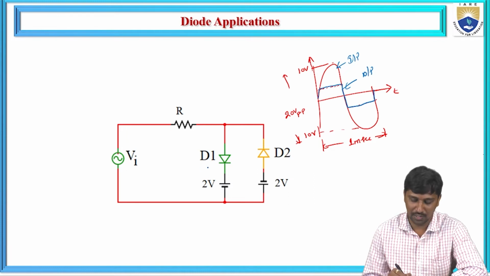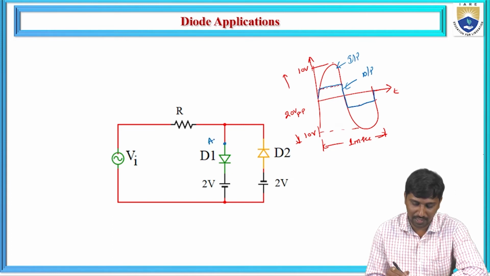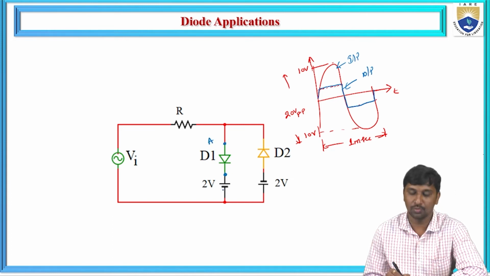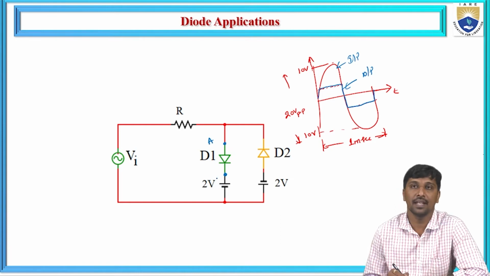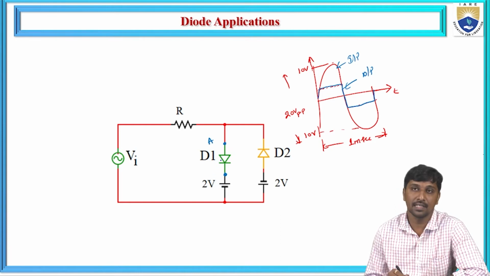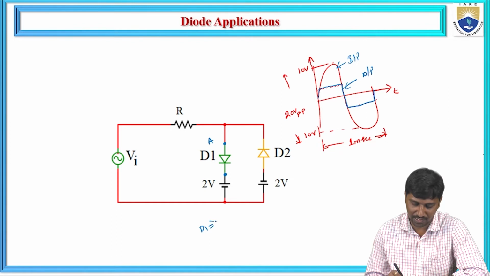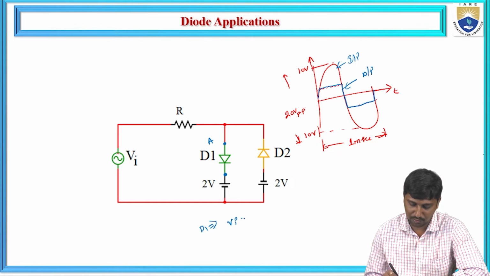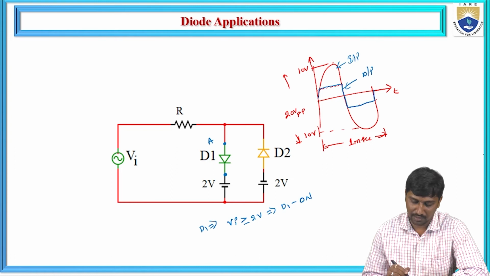So that is the reason I use two diodes here, D1 and D2. Let's take this as the anode of D1, and the cathode should be connected to 2 volts, as per the principle of the diode we know. For D1 to conduct, your applied input voltage should be greater than or equal to 2 volts. Then only that particular diode acts as the on state. Otherwise, that particular diode acts as off.